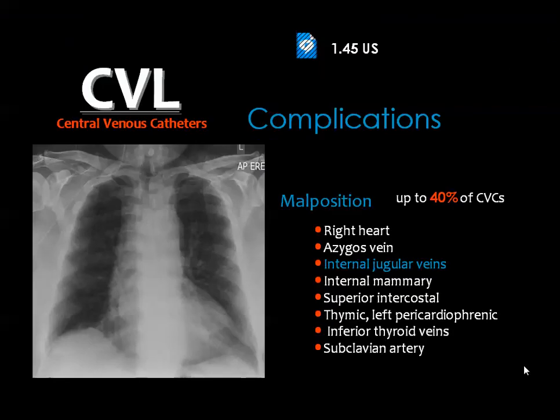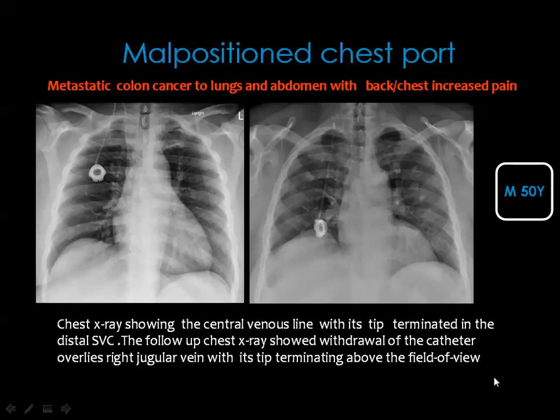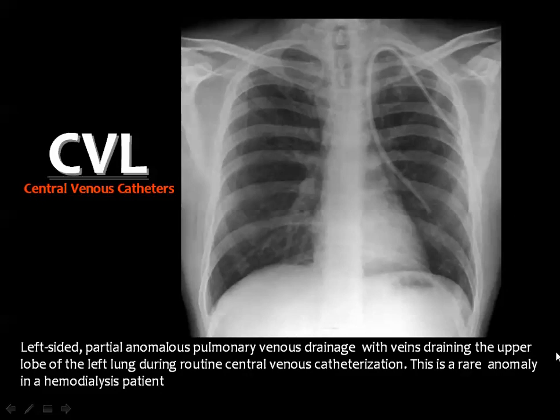Yes, and this is one of the commonly used techniques nowadays to avoid too many complications of central venous catheter insertion. And here you can see this is the central venous catheter, which has been passed into the internal jugular vein, and this is the correction of the position of the catheter after that.